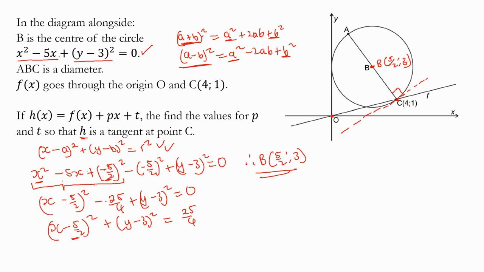And then what next? Now we need to find the gradient of BC. We have managed to find the coordinates of B.